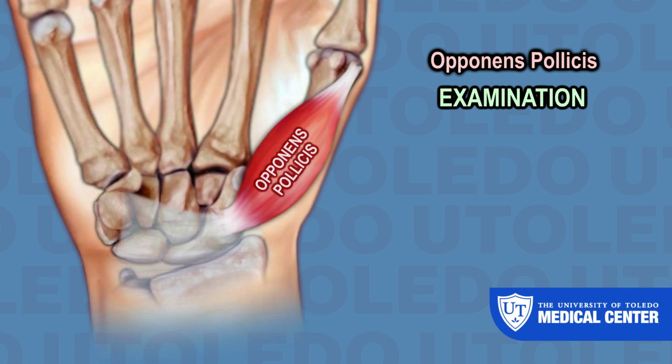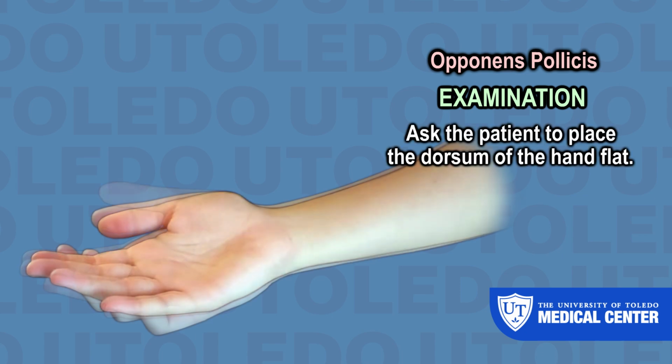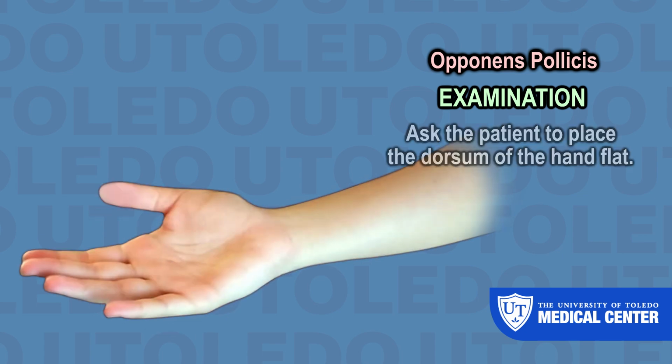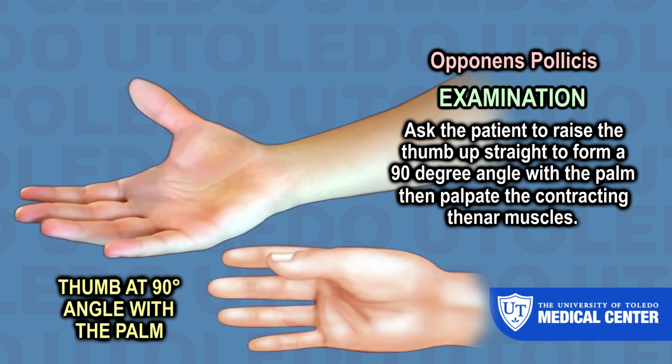Examination of the opponens pollicis muscle. Ask the patient to touch the thumb and small fingertips together so that the nails are parallel. Try to feel the opponens pollicis muscle. Ask the patient to place the dorsum of the hand flat. Ask the patient to raise the thumb up straight to form a 90-degree angle with the palm, then palpate the contracting thenar muscles.